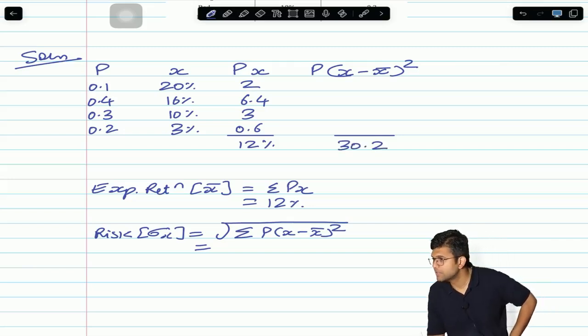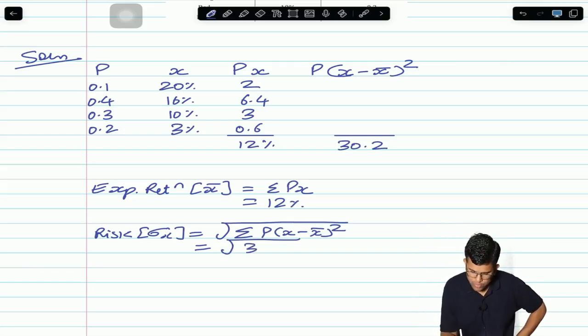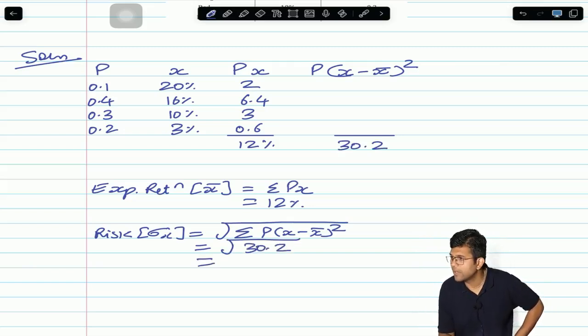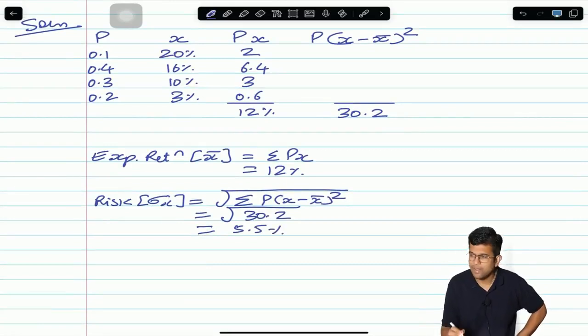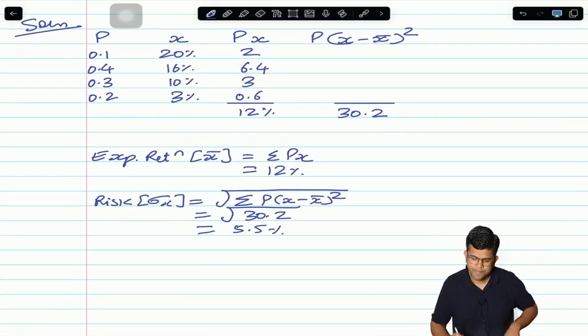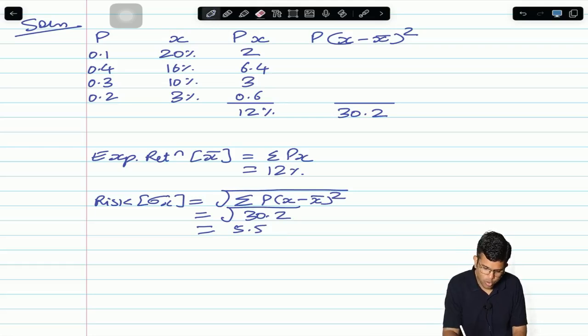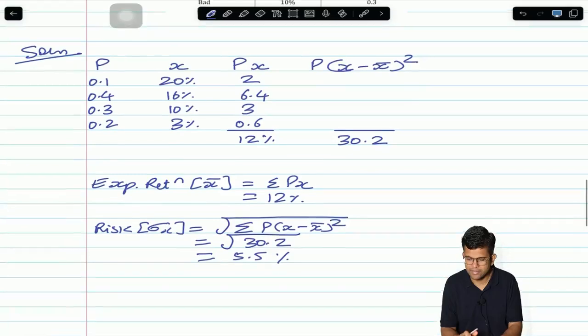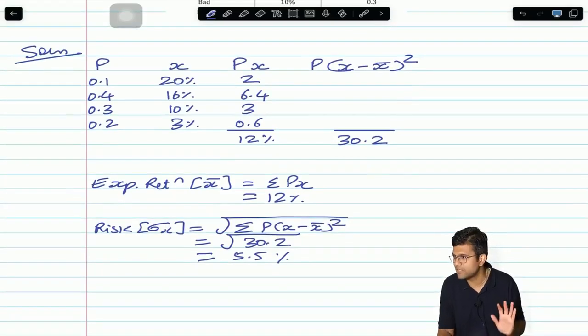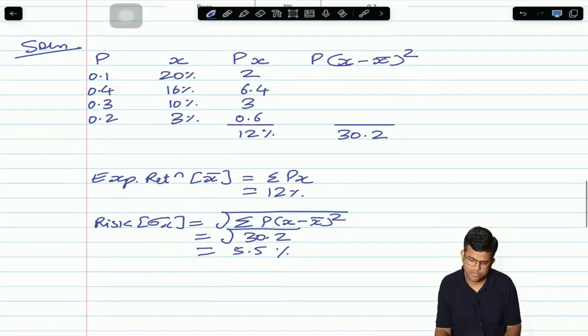30.2. Is this correct? 30.2. And then what you will do? You will root the 30.2 and you will get 5.5. Everybody clear? 5.5. Now I would want you to copy this, and then I will tell you 5 golden mistakes, not rules. 5 golden mistakes that students do in this probability based calculation. You should not do it. First, copy and key.